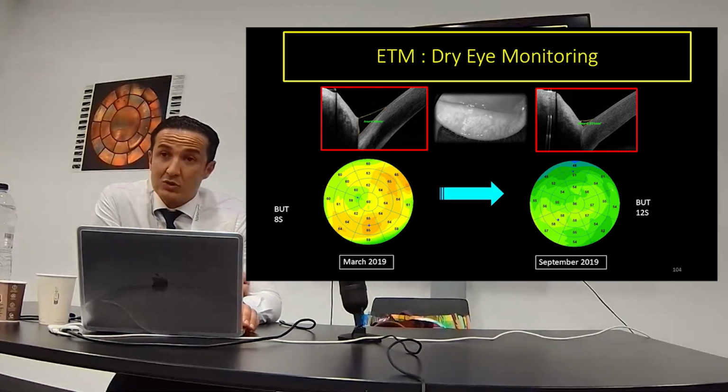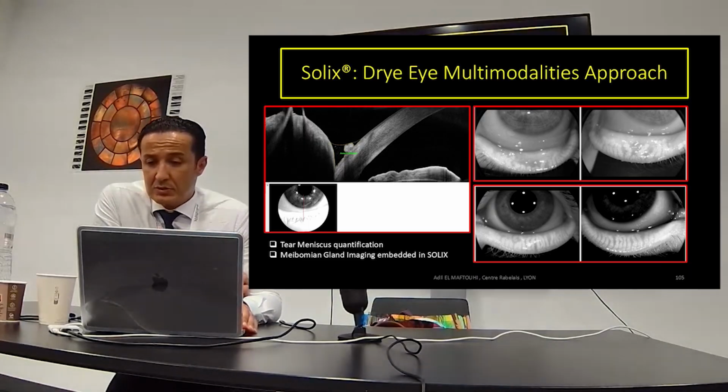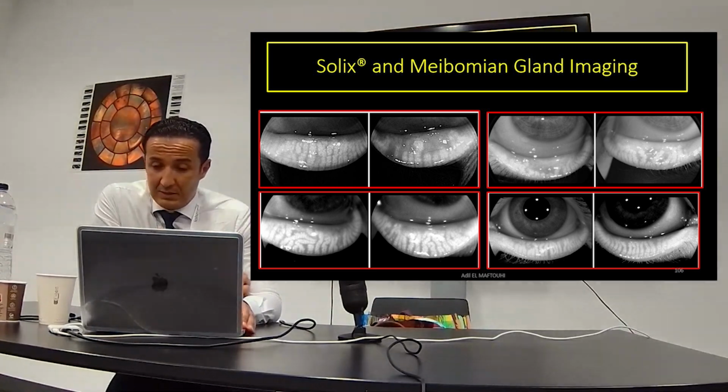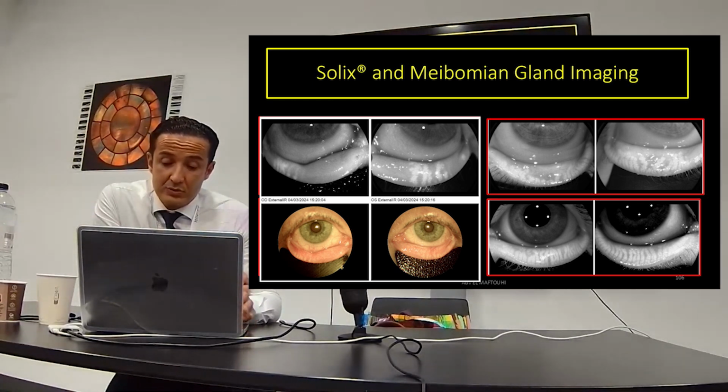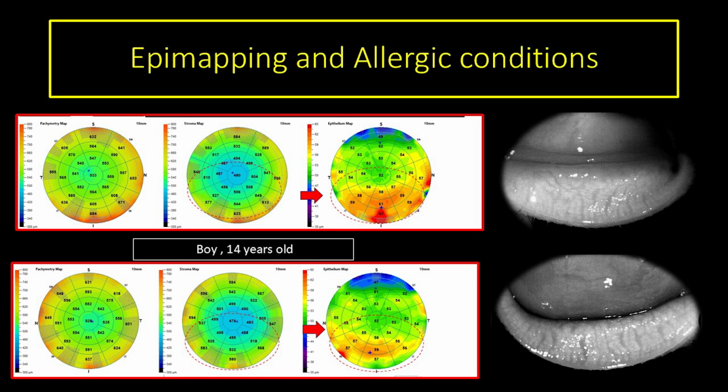And now, with the Solix platform, you can have also the meibomian gland imaging and also the measure of the tear meniscus. And this is a case of different meibomian gland dysfunction with the atrophy of the meibomian gland. You can also use the color mode to analyze the inflammation of the blepharitis. And you can make a good correlation between epithelium mapping and meibomian gland imaging.